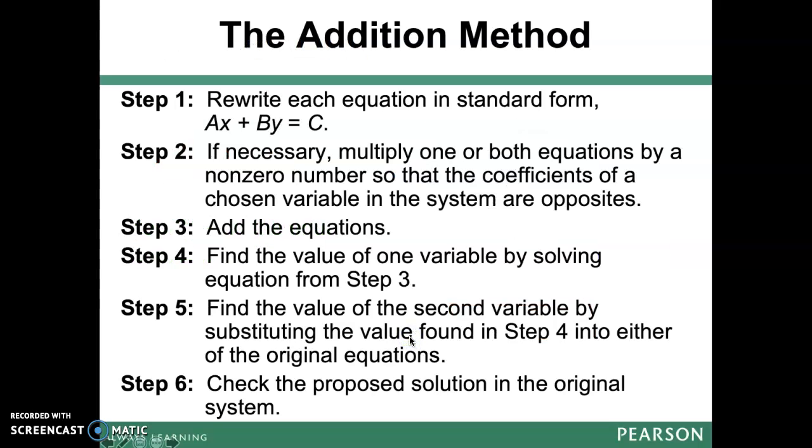All right, here's all of the steps for the addition method. I'm not going to read through all of that. You're welcome to pause the video and take a look. I'm going to move on.